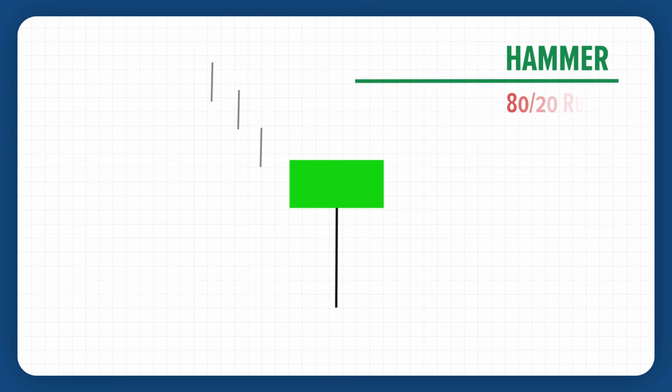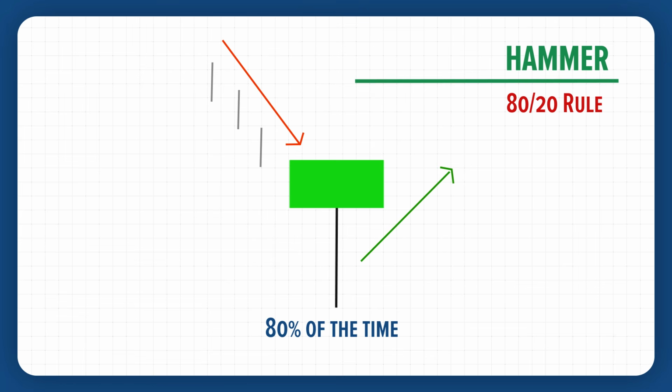Now, the other thing is, I talk about the 80-20 rule quite a bit. 80% of the time, when you see the hammer candle show up at the end of a downward leg, 80% of the time, it will result in prices moving to the upside. Very important that you remember that.